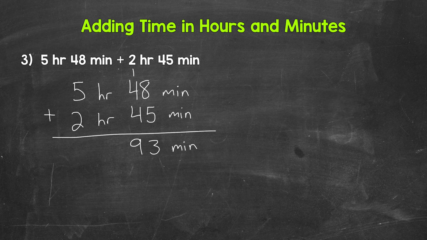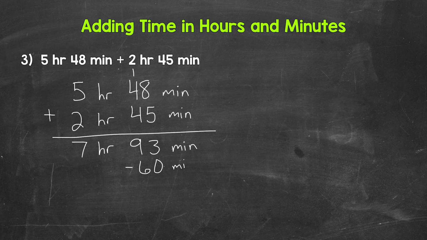Now we need to add our hours. So 5 hours plus 2 hours. 5 plus 2 gives us 7 hours. And we end up with 7 hours and 93 minutes. But notice, our minutes are more than 60. So we have an hour here that we can regroup and add to our hours. So we need to subtract or take that hour out of our minutes.